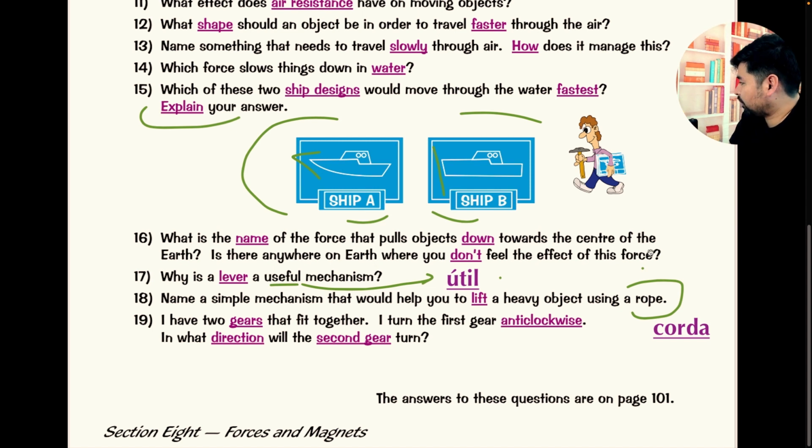19, the last one. I have two gears. Gears, remember? We studied today. Gears that fit together. Fit, that matches. And I turned the first gear. Okay, so we have a new word here. This one I'm going to read and translate for you. Anti-clockwise. Okay, again, this is anti-clockwise. Teacher, what is that? Anti-horário, né? Oposto ao horário.